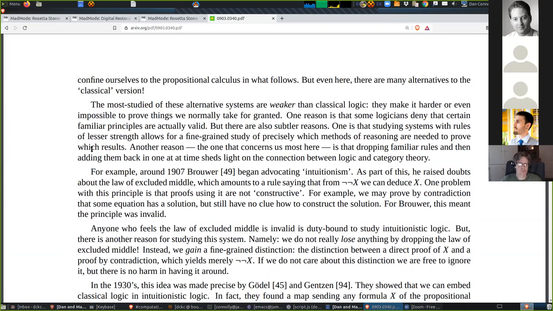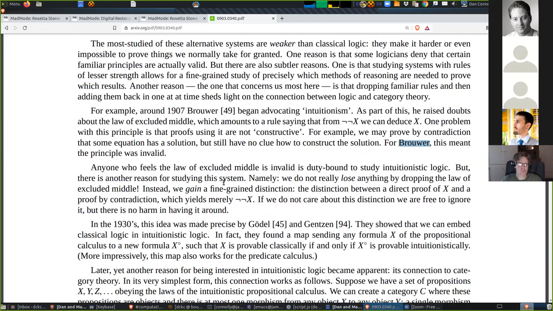Usually if somebody says not not x, you can get x, and somebody says, well, why is that? Brouwer said that's not good enough. One problem with this principle is that proofs using it are not constructive. For example, we may prove by contradiction that some equation has a solution, but still have no clue how to construct the solution. When you get into constructive logic, now you're programming. You have to write the program that produces the solution. Proofs in constructive logic are programs. Yeah, up to isomorphism.